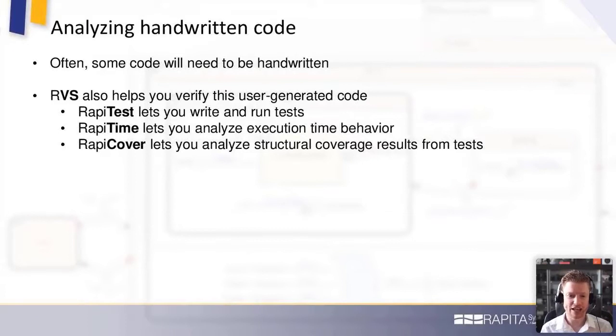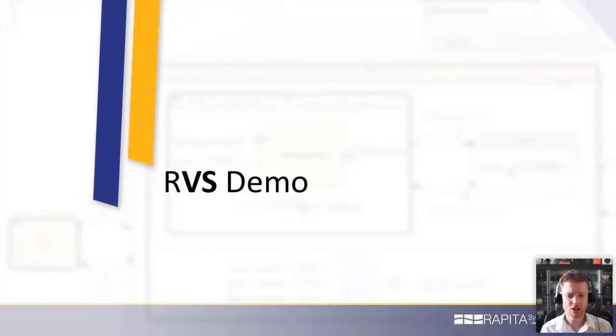Finally, RVS can help you analyze handwritten code that's not part of the model. As we mentioned before, there's always some level of startup code, device drivers, or other code not part of the model that still requires measurement and testing for DO-178C. So we're now going to show you a video of what all this looks like in practice.